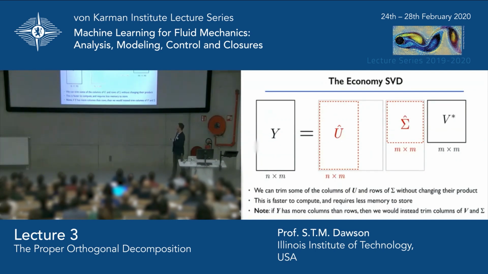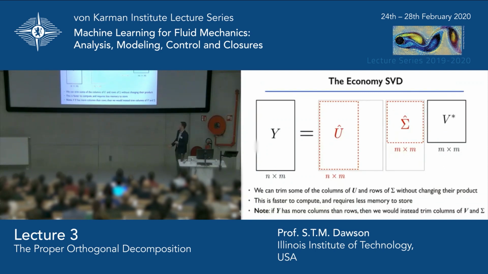So all that we've done is simplify things a little bit. And also, if Y was a different shape, so if it was wide and short, then we'd be cutting out from V rather than from U. The other thing to note is that here U is no longer going to be unitary. So U star U is still the identity, but not UU star.